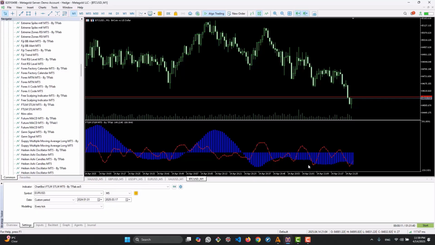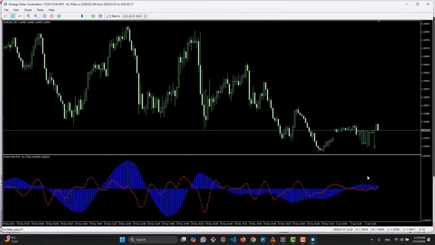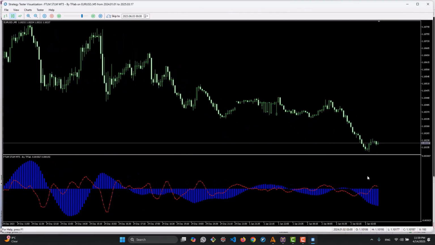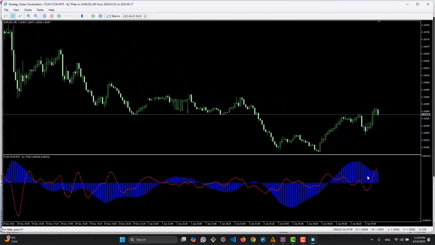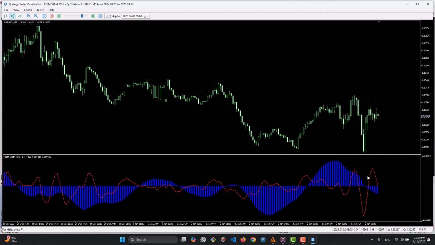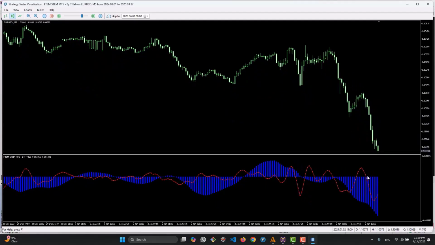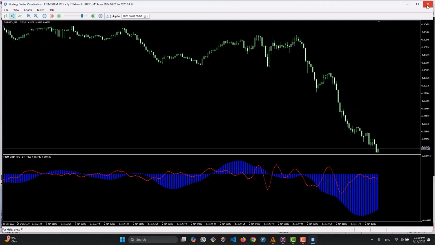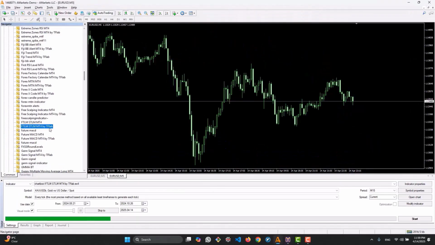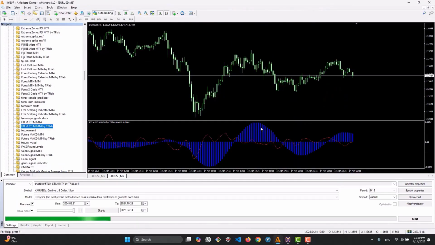Let's see the live test of this indicator on the MetaTrader 5 platform. You can also easily and efficiently use the MT4 version of this indicator on the MetaTrader 4 platform. Let's see the live test of this indicator on the MetaTrader 4 platform.